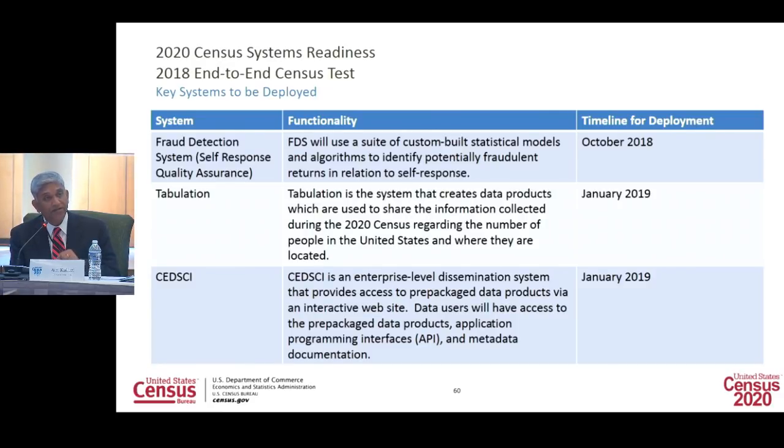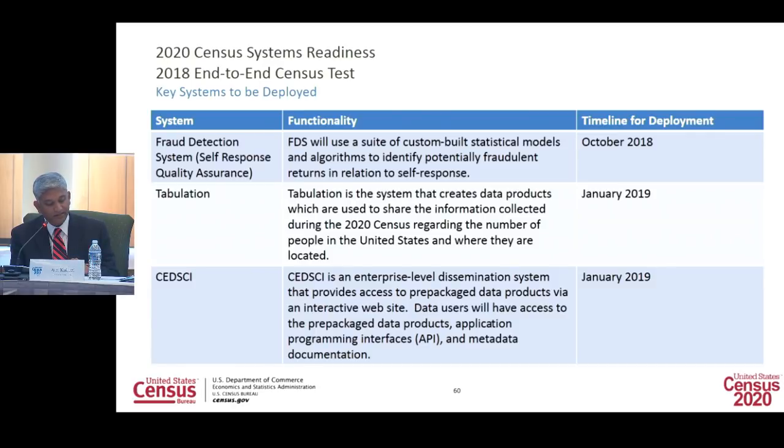Now, regarding the tabulation system, most of its work will be through batch processing. The system will produce various products, including detailed tables, quick tables, and geographic comparison tables for public law, SF1, and SF2 deliveries, and will support all needed geographic summary levels.